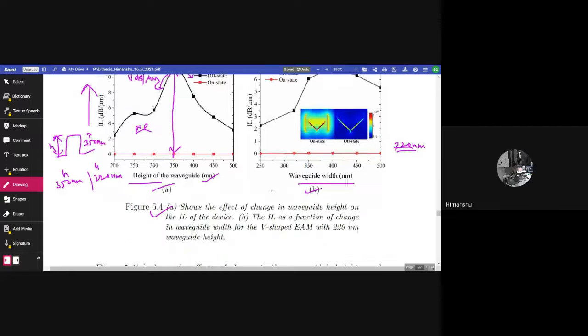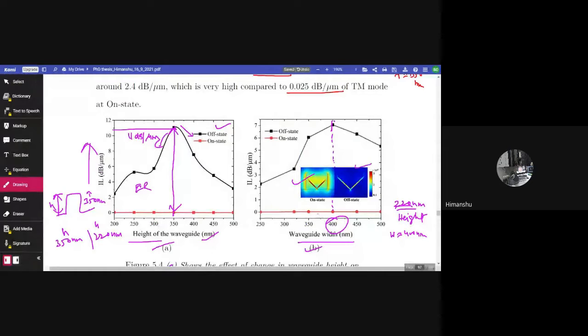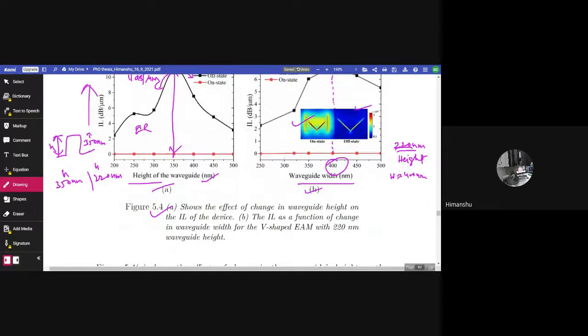So in this figure 5.4b, we have taken our device with 220 nanometer waveguide height, and we have calculated at what value of waveguide width we will get maximum extinction ratio, or maximum insertion loss at off state. From this figure, we can see that the maximum value of insertion loss at off state is observed around 400 nanometer. Therefore, for the device with 220 nanometer waveguide height, we have chosen 400 nanometer as the waveguide width. And the inset shows the on state and off state for the device with 220 nanometer waveguide height, having a width of 400 nanometer.